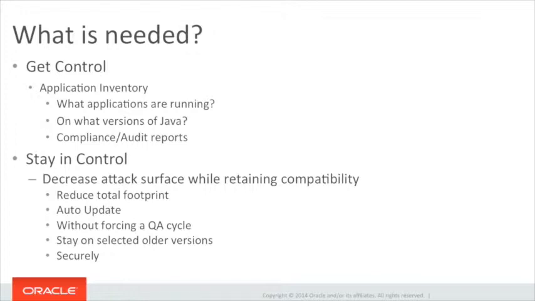We want to keep auto-update enabled to make sure we always have the latest security patches as soon as they're available. But we do not want to force a full QA cycle whenever this happens. So we want to guarantee that it will not break any old applications. Some of our applications may have a dependency on older versions of Java, so we need to keep those installed, but we do not want them to increase our attack surface.